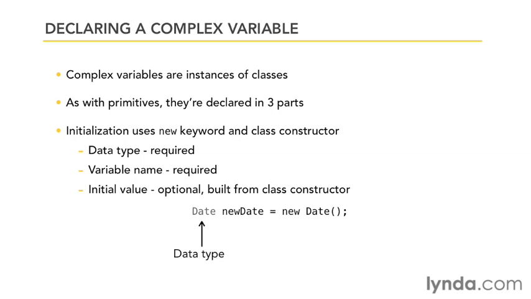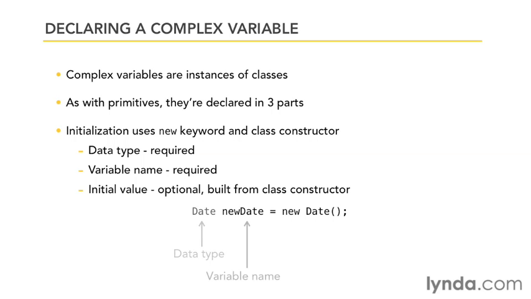How do I know this is a class and not a primitive? Well, primitive data types are always all lowercase. So int, double, float, boolean, and so on. They'll be spelled all lowercase. When you see a data type with an initial uppercase character, now you're talking about a class, and you know you're working with a complex object.